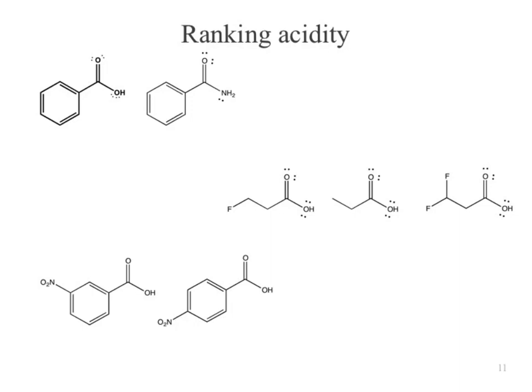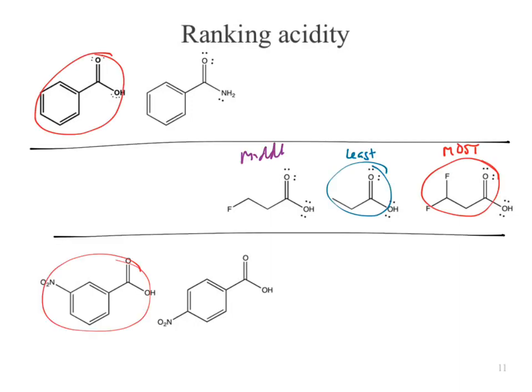Okay, so ranking acidity. We got 2 compounds up top. We got 3 in the middle and 2 at the bottom. Go through and rank for acidity. One is correct. Okay, so what we're evaluating is we're looking at our difference. Our primary difference is that oxygen versus the nitrogen. Okay. So we're now trying to evaluate what would happen. We're looking at the stability of the conjugate base.